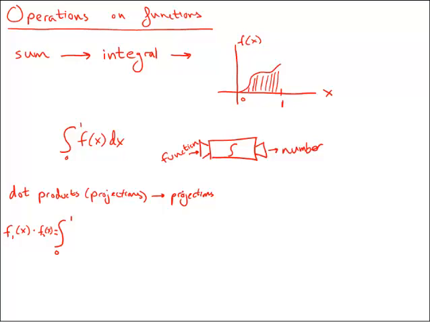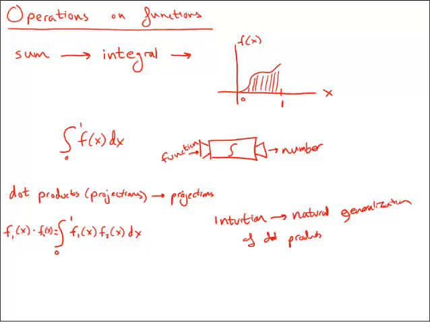The dot product of the two functions is the integral of the products of the functions. Crazy. Does that make sense? I hope so. And the intuition is that this is just the natural generalization of dot products to the world of functions. Sums become integrals.